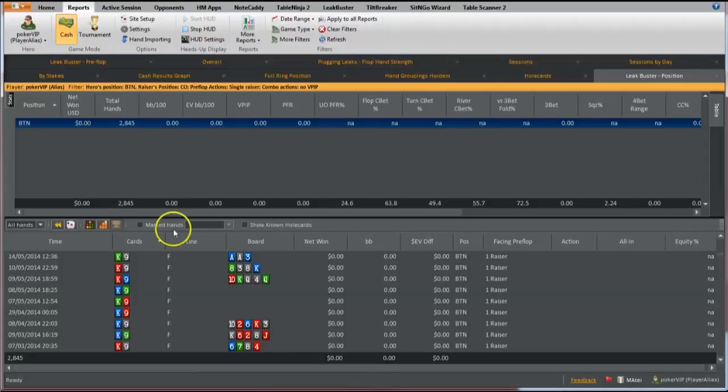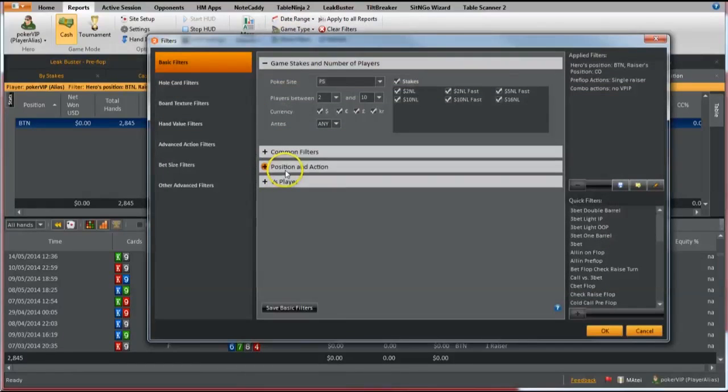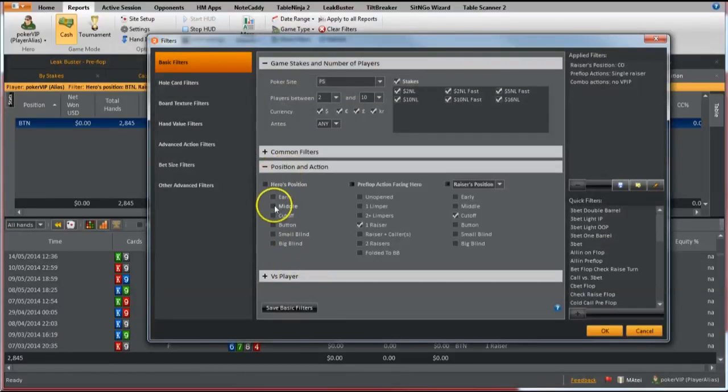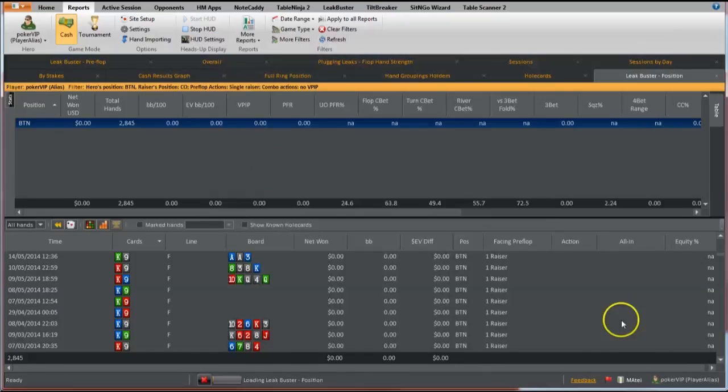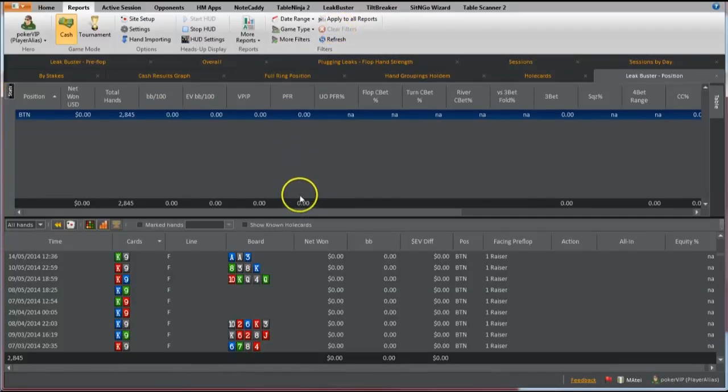And it's not just these 2 positions. You can also go back to more filters and you can change the positions. For example, you could specify we are in middle position and raiser's position is early, for example, and see which hands you could have maybe defended in that particular situation. So you want to run this filter for the various different situations. If we now click here where it says clear filters, we'll get back to the default output.